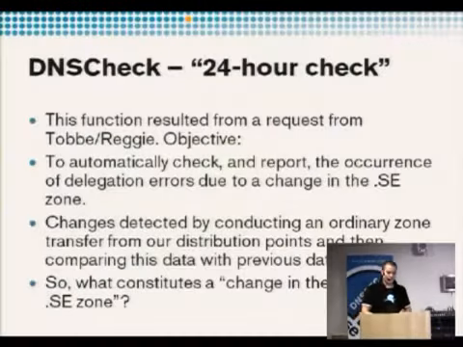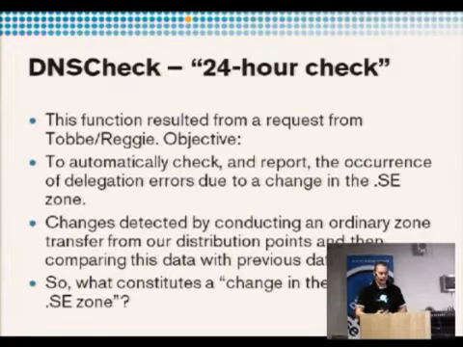It's easy. So let's go into more detail about this 24-hour check. This function resulted from a request from Torbjörn Karlsson in the Regi project, and the objective was to automatically check and report the occurrence of delegation errors due to a change in the .se zone.